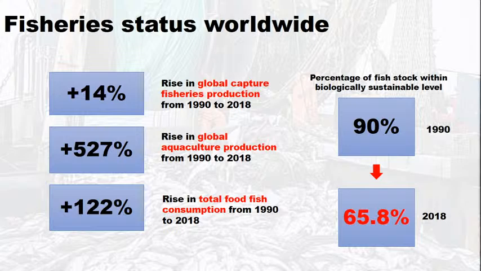In 1990, the fish stock within the biologically sustainable level was at 90%, but in 2018 the level dropped to 85.8%. Despite this COVID-19, not so recent, it's already 2 years, I'm sure these values will also decrease more in the next few years.